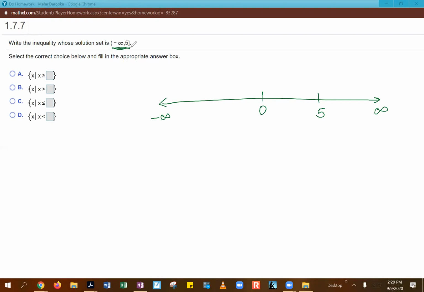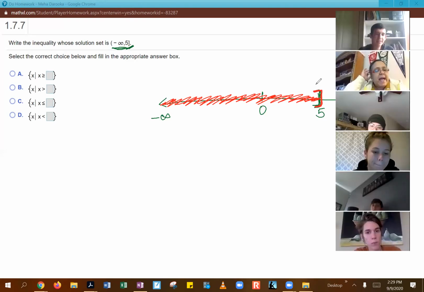You should notice that we do have a bracket on that 5. So we are putting a bracket over here. And then since this is saying going from negative infinity to 5, of course, we are looking at this as being our solution set. So this would be our shaded portion on the number line, and then we have a bracket on our 5. So how will you write this as an inequality? What kind of symbol would you use? And out of options A, B, C, and D, which one do you choose?